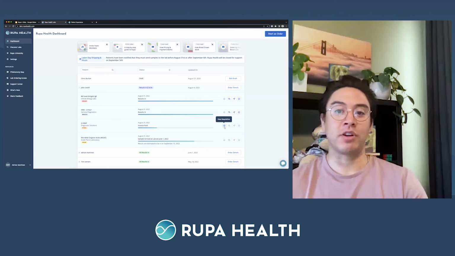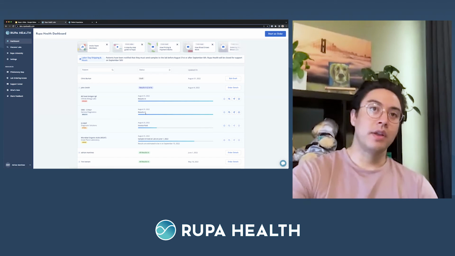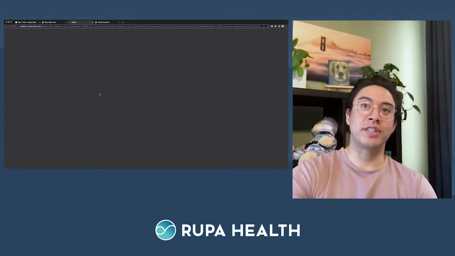There's a lot more EHRs that we're in talks with as well. So that's by no means the end result. And finally, what I want to show you here is just settings.